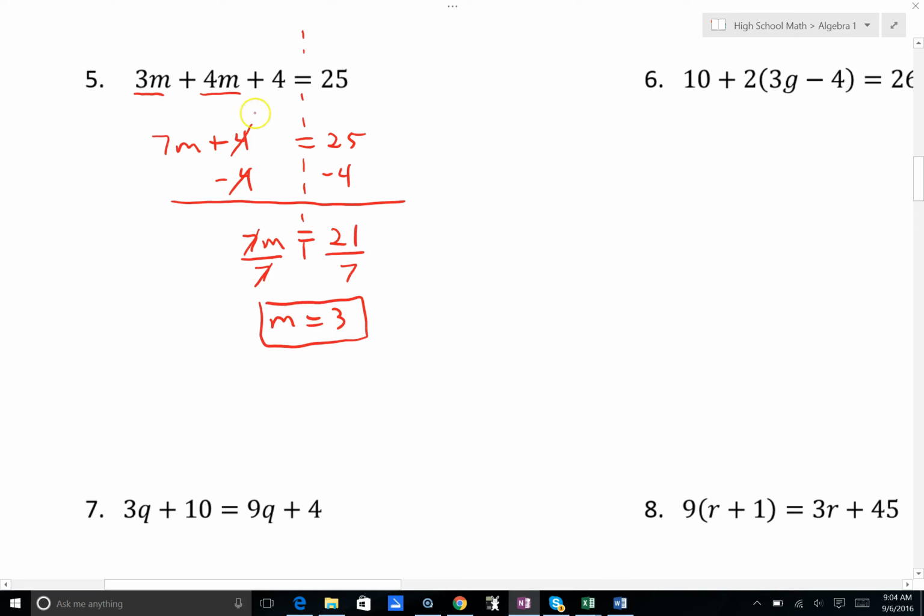We will now substitute 3 in place of m. 3 times m, but instead of m, 3. Plus 4 times m, instead of m again, 3. Plus 4. Is that 25? We could use our calculator to evaluate this, but 3 times 3 is 9, 4 times 3 is 12, 9 and 12, 21, plus 4 is 25. This is a true statement. So we know that m equals 3 is a solution. It's a value that makes the statement true.